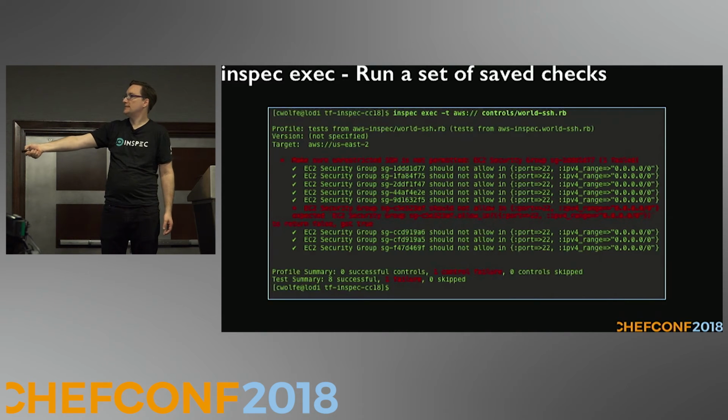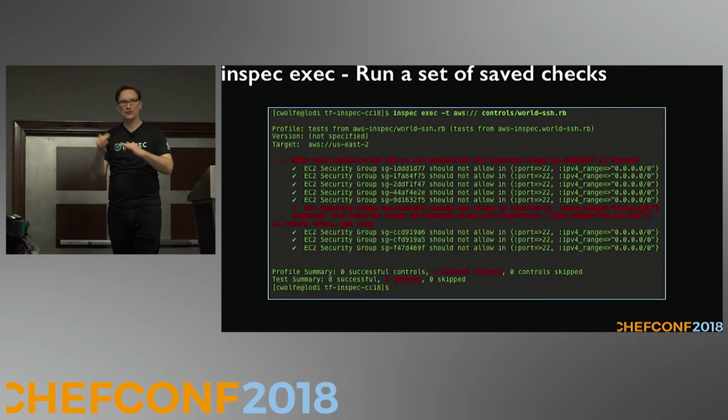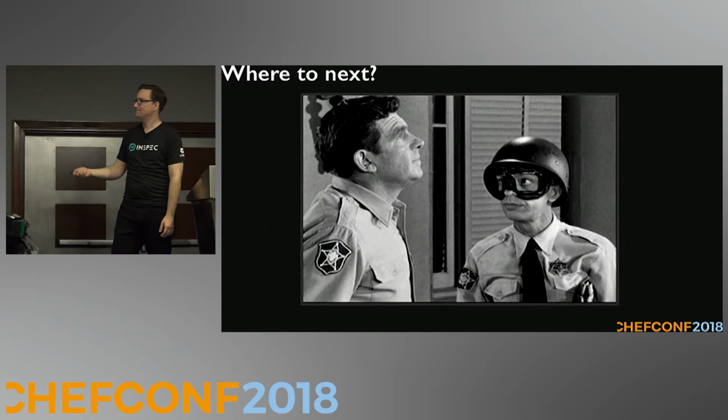So this is a test, and that's a control. Down at the bottom it says I had no successful controls, I had 1 control failure, I had 8 successful tests, and 1 test failure. Yeah, so that's that. Cool.